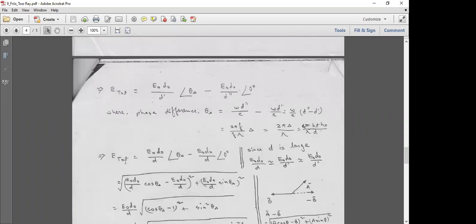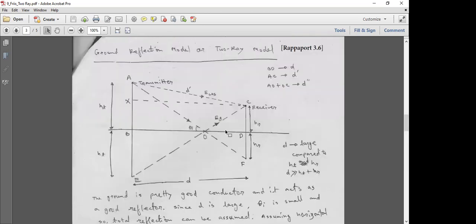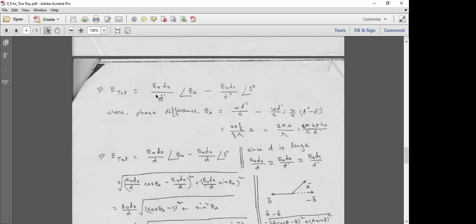Now, the amplitude levels, if you compare, will have insignificant differences, because when you consider d much larger compared to HT and HR, d and d prime are not too different. So for the amplitude levels, let's just approximate them to be equal. And the phase difference now matters, 0 degree and theta del.